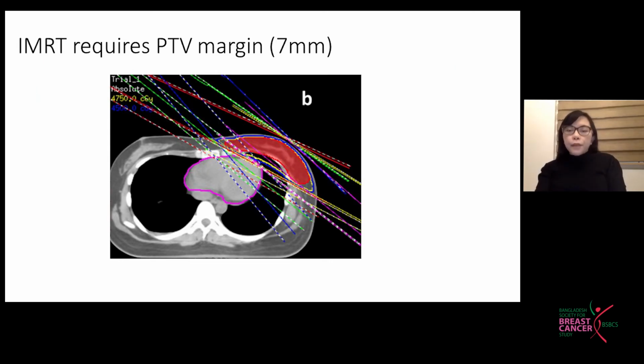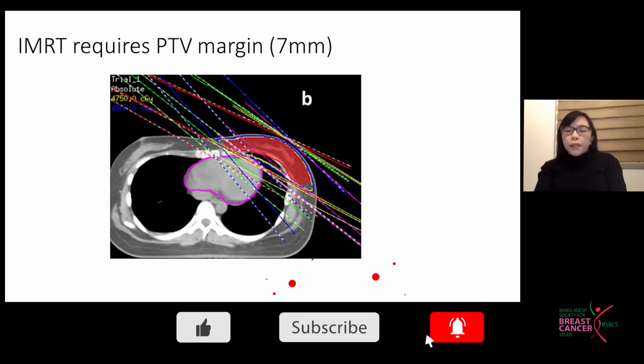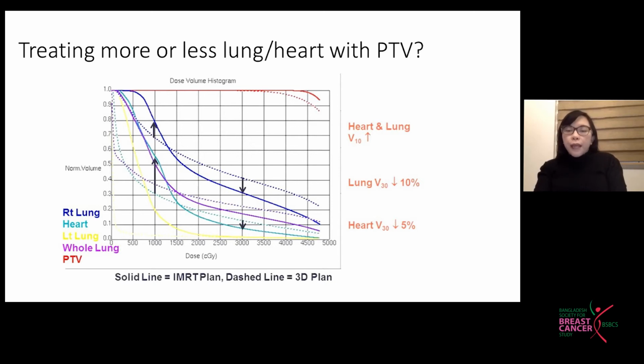This slide shows that because we can bend the isodose curves with IMRT, even if we add a 7 millimeter margin as required, we can still achieve heart and even lung sparing. So with IMRT, we can significantly decrease the V30 of the heart and lung, but obviously the V10 and lower isodoses are increased. So this needs to be very carefully weighed against the consequences for each patient.